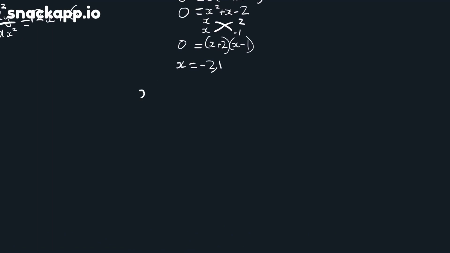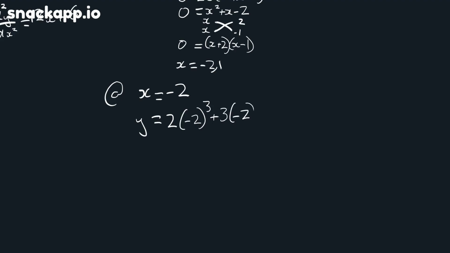Let's say at x equals negative 2, y must be equal to 2 times negative 2 cubed plus 3 times negative 2 squared plus, minus 12 times negative 2 plus 7. And chuck that in the calculator, we get 27. So therefore we know that the point is negative 2, 27.